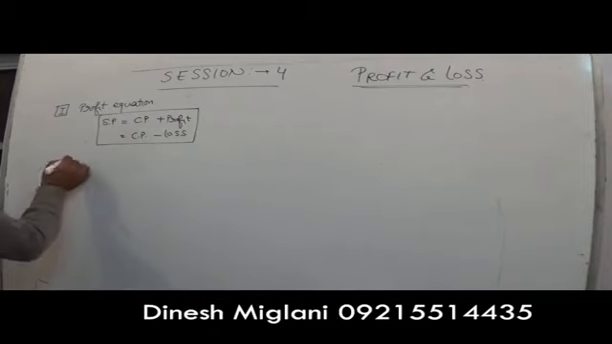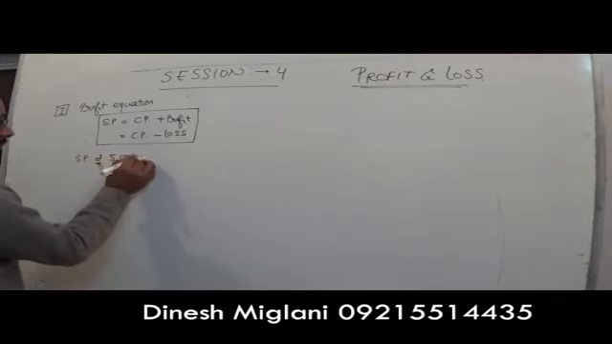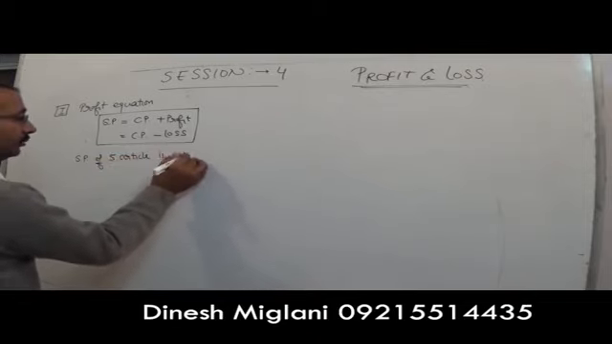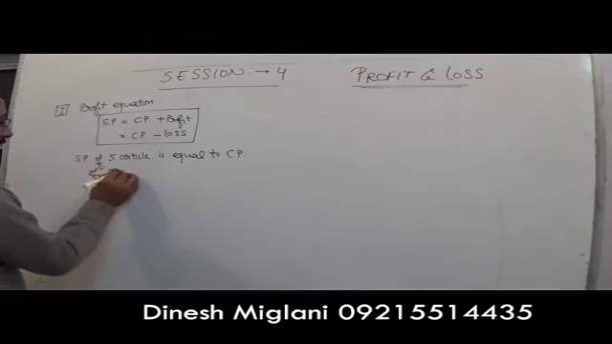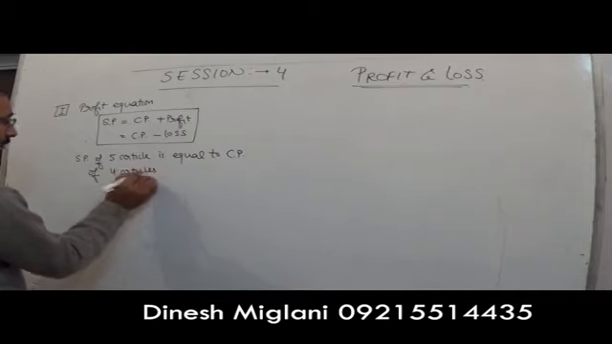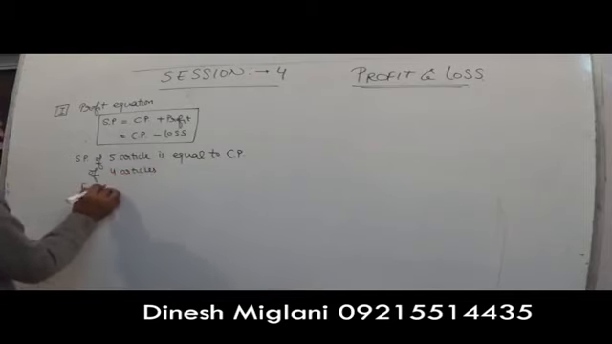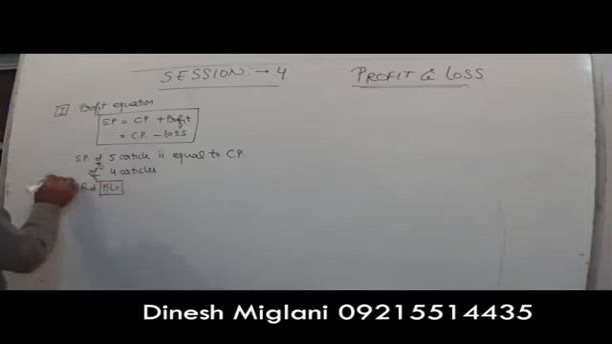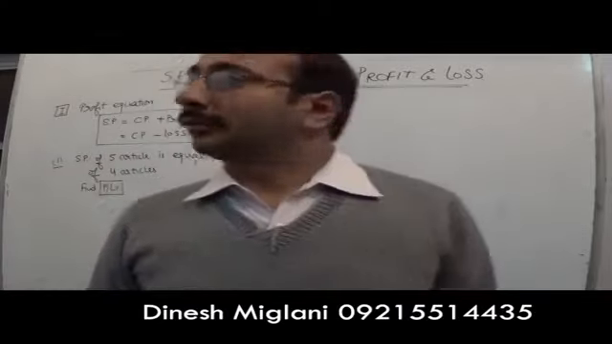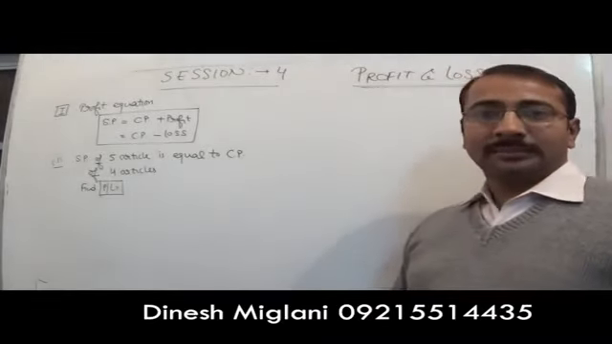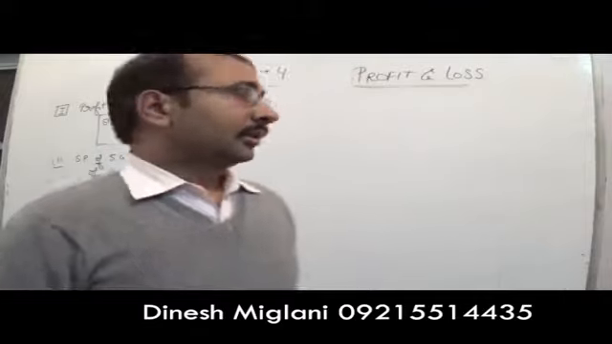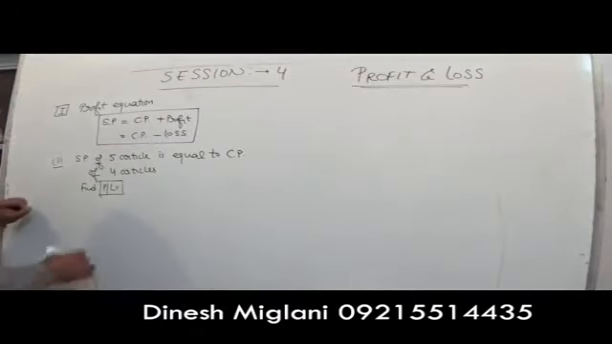It is given that SP of 5 articles is equal to CP of 4 articles. Find profit or loss percentage, if any. Selling price of 5 articles is equal to cost price of 4 articles, we have to find profit or loss percentage. If we have to answer this question, what can I say?